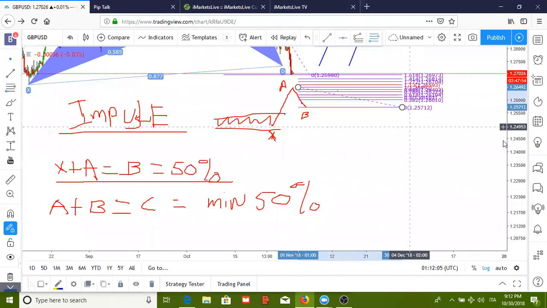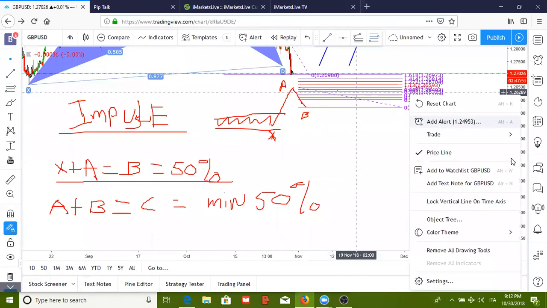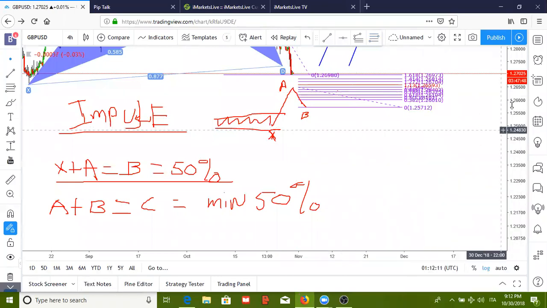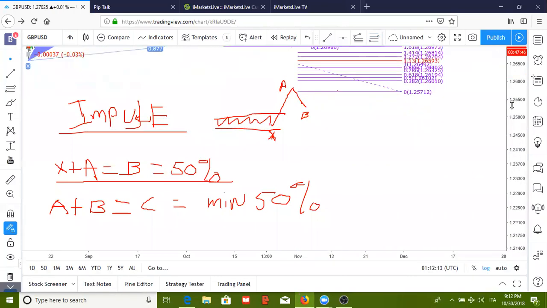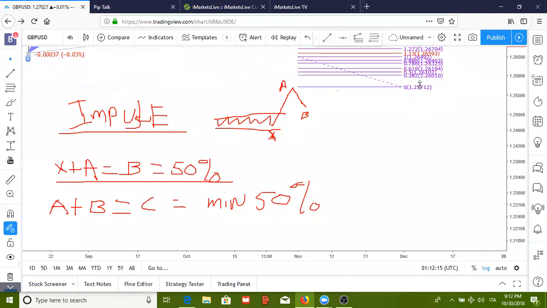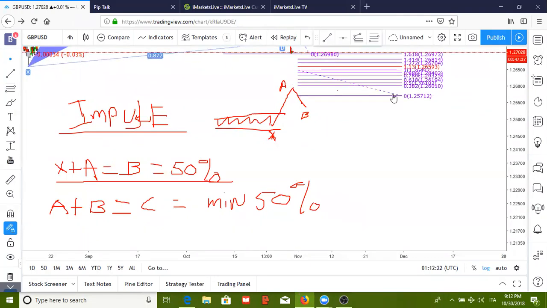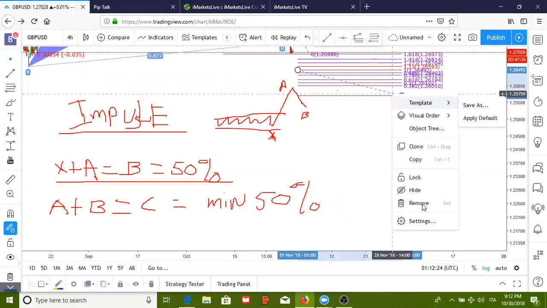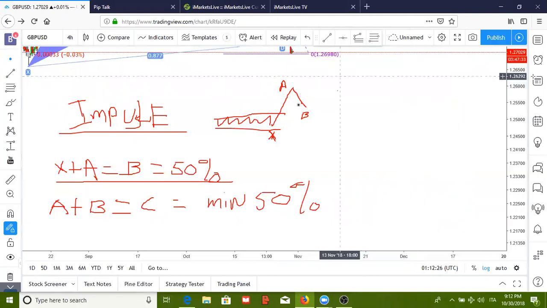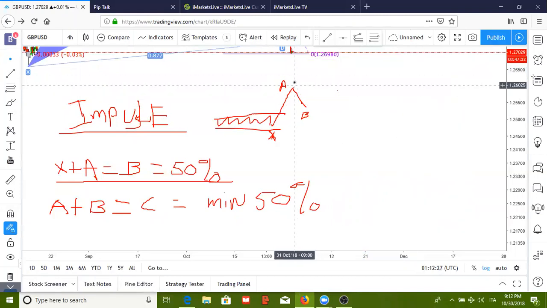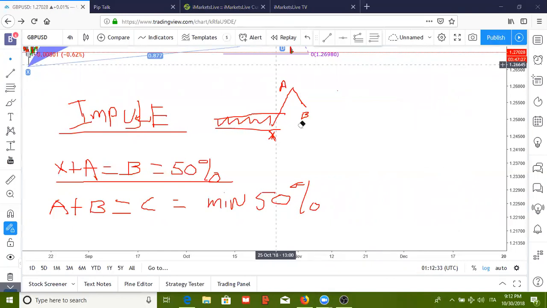I don't know why I drew this that small. Let me do this. That's not going to do anything. Let me draw this again just a little bit bigger for y'all real quick. My bad. All right, cool. Let's do this one more time.